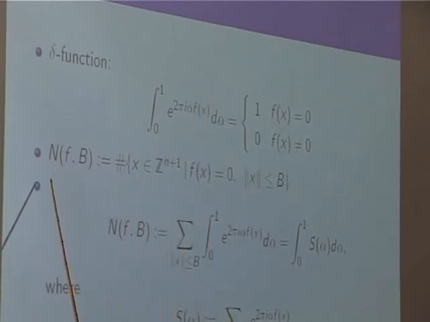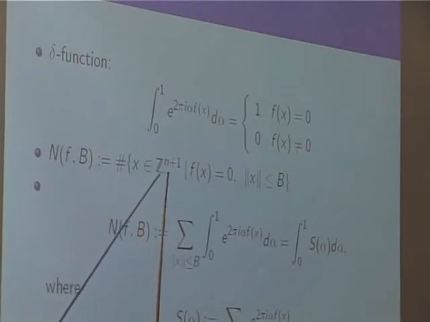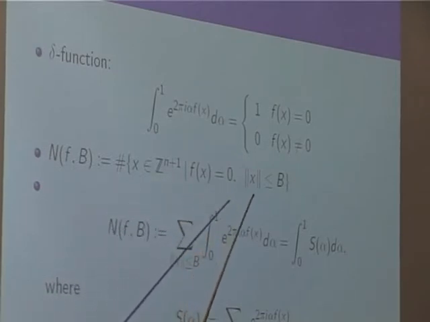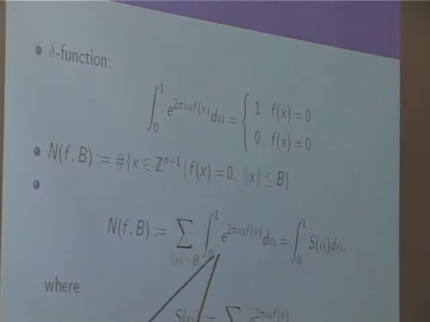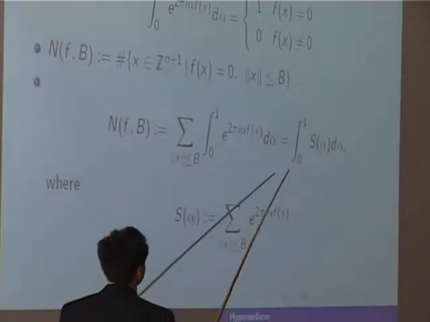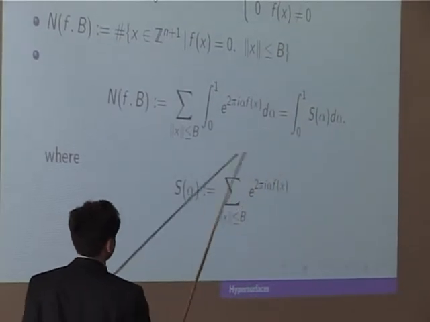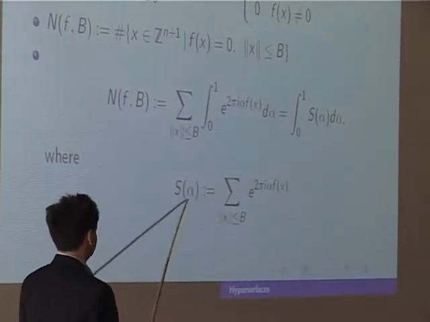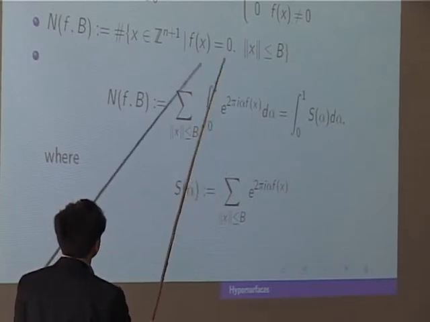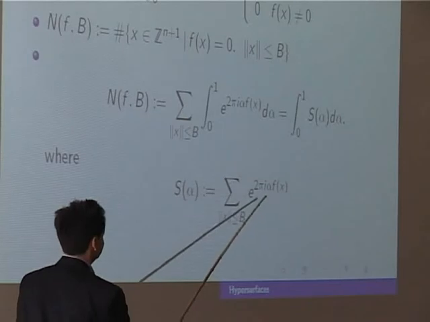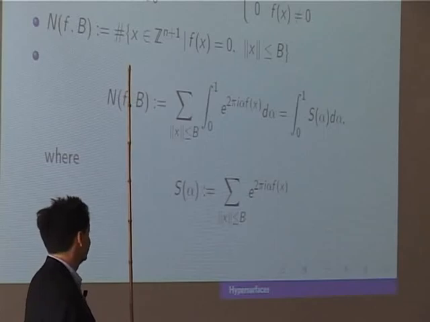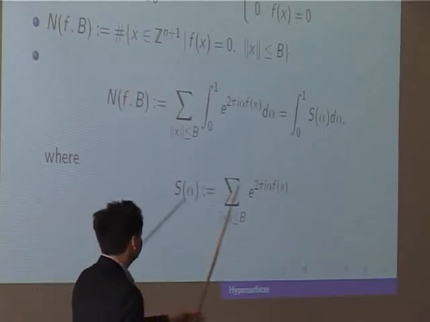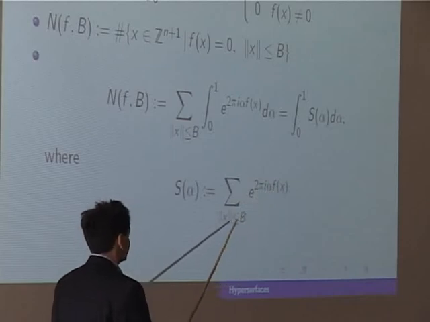Now we want to count all the x's in Z to the n plus 1 with f of x equal to 0 and of bounded size. You write the sum over all the x's of this delta function. It's a finite sum, so we interchange, and get the integral from 0 to 1 of this. Then we have a function of alpha, which is our real variable here. The question is, how do such exponential sums behave? If alpha is 0, then we are just summing once.